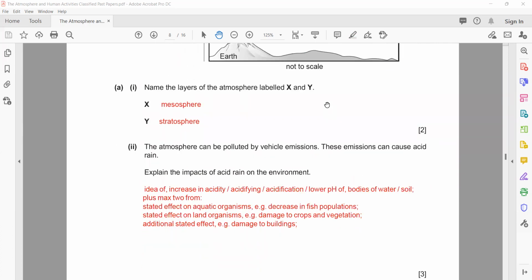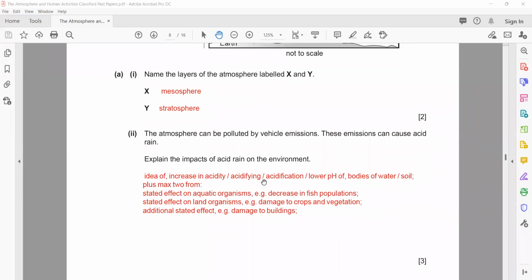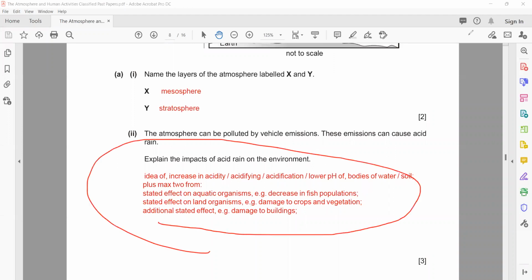The atmosphere can be polluted by vehicle emissions. These emissions can cause acid rain. Explain the impact of acid rain on the environment. This is the question. Acid rain can decrease the pH of the soil. It can decrease the pH of the lake. If the soil pH decreases, no good crops. If the lake pH decreases, the fish can die. It can damage buildings. It can damage metal structures. A lot of things you can write for this one.